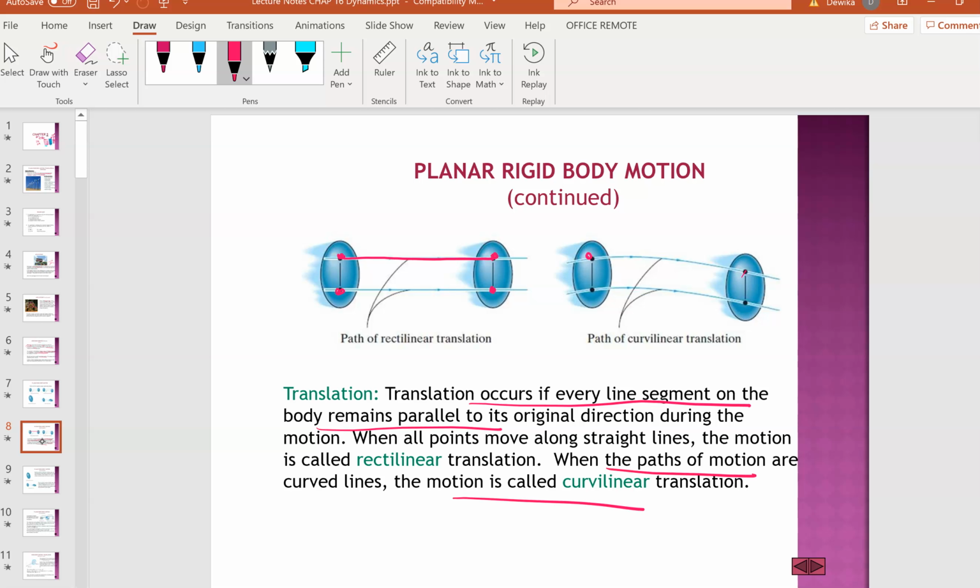The path A to A is curved. Path B to B is also curved. Can you see they are parallel to each other? If you see the distance here and the distance here, it will be the same. Distance here, it will be the same. Yeah? Okay. So that is your translation and curvilinear translation.